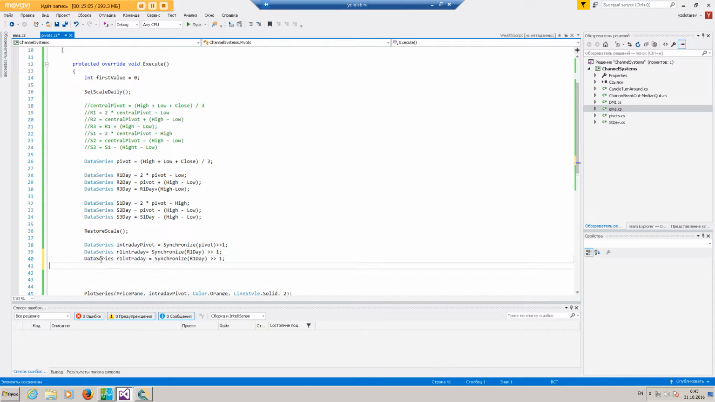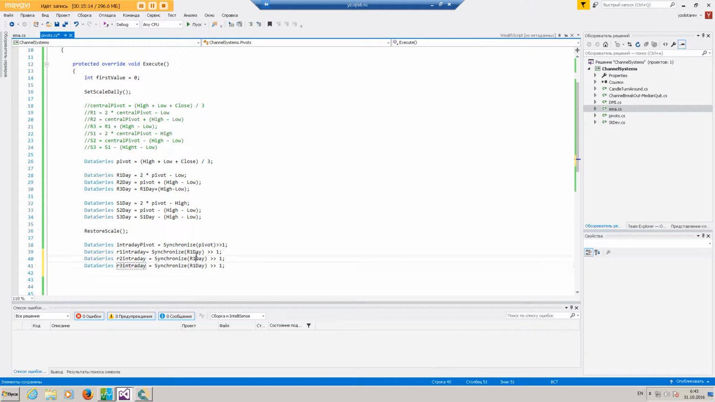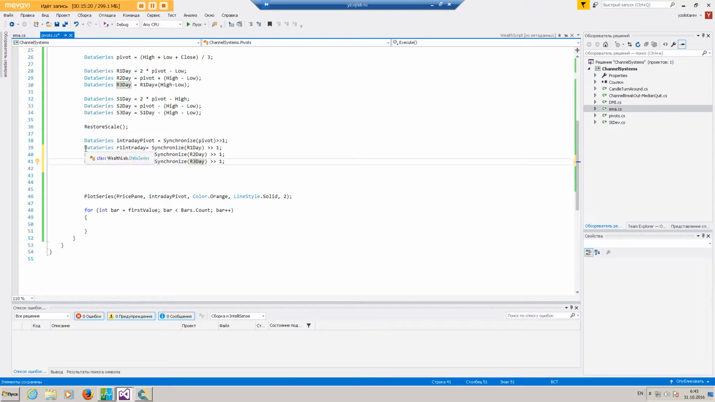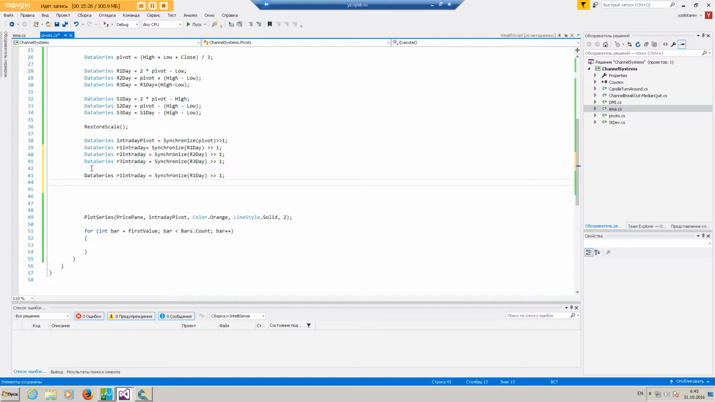So that was R2, R3, R2, R3, R2, R3. See, with this system, most of the time is getting them inside here. Now, let's have this S1 intraday synchronize S1 day.